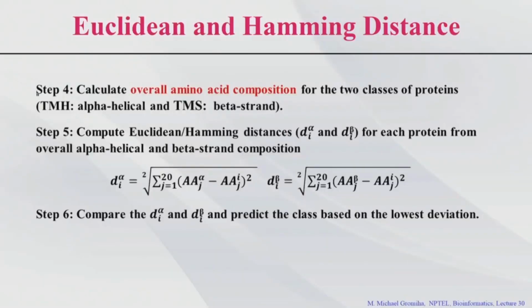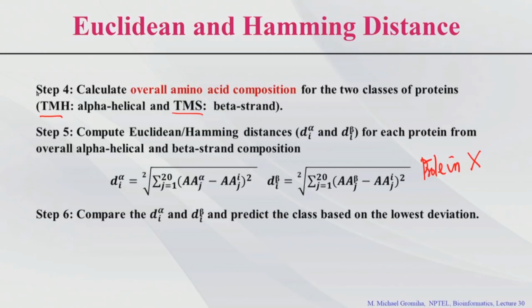Take, for example, 500 proteins or 1000 proteins. Take all the proteins and get the overall composition for the helical proteins as well as for the TMS proteins. Once you have this composition, take a new protein X, and then you can calculate the deviation. You can use either the Euclidean distance or the Hamming distance.